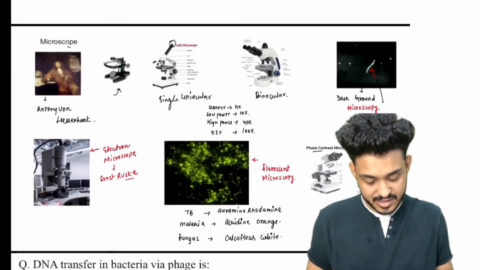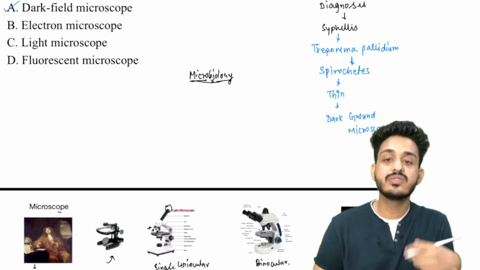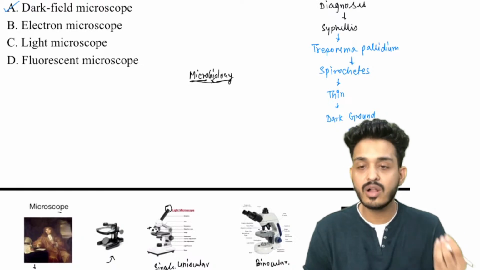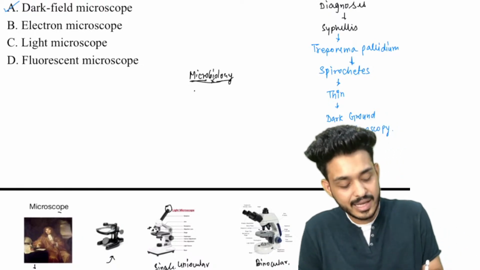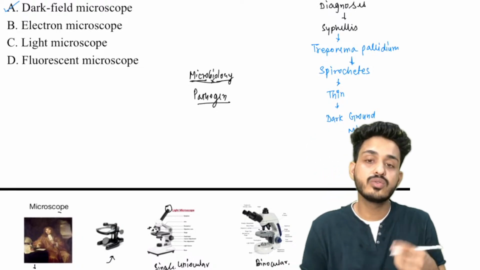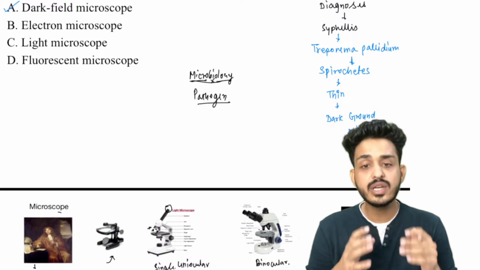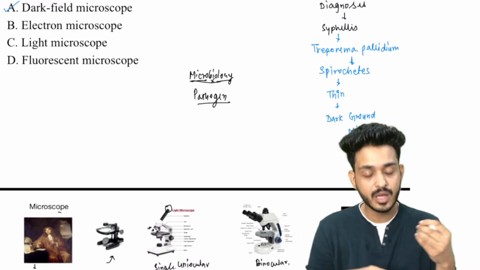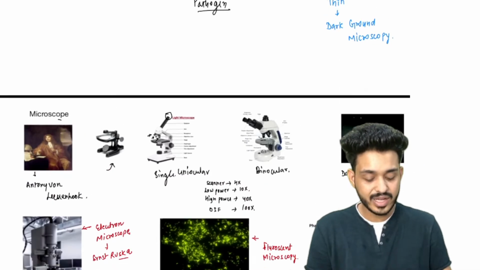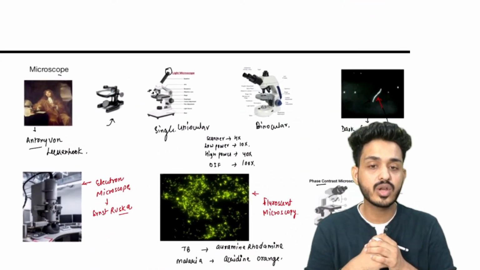Okay, let's revise what we have studied. So what is microbiology? In microbiology, we will be discussing all the microorganisms. Those microorganisms can be pathogens. Pathogens can cause disease in human beings, right? So we need to kill them, and for killing them we need to identify them. How can we identify? With the help of a microscope. The microscope was given by Antony von Leeuwenhoek.